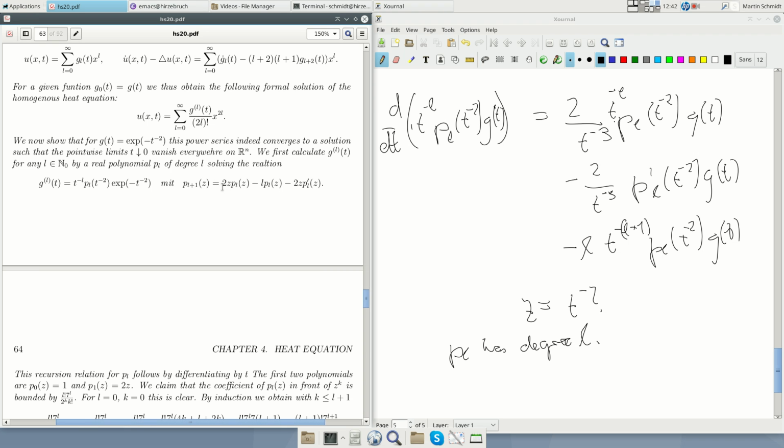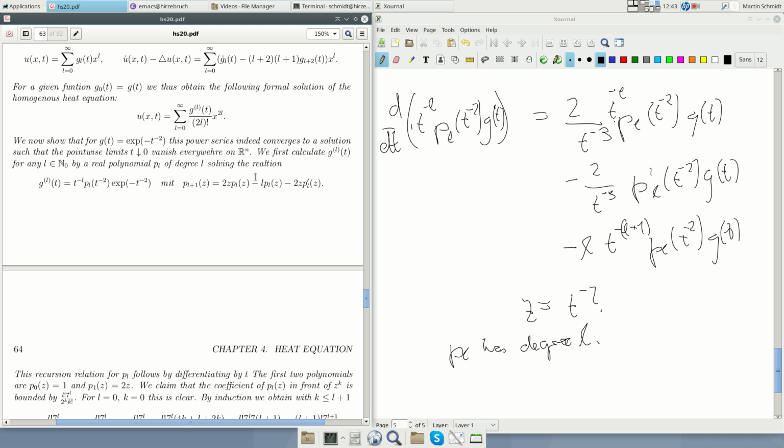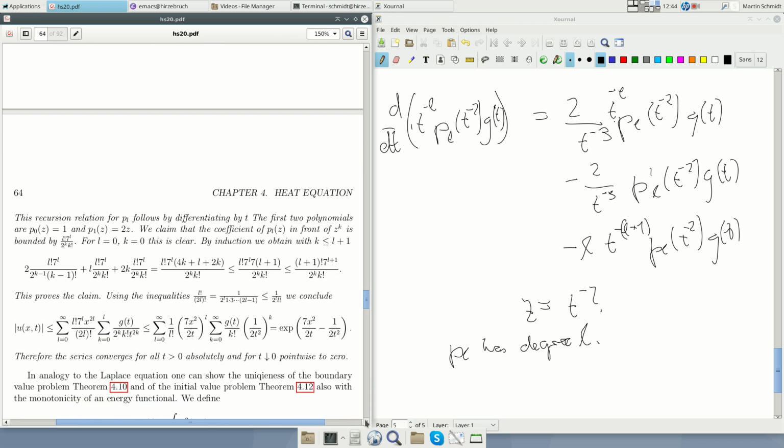If L is equal 0, then this of course vanishes, so we get that P1 is 2 times Z, and so on. By this recursion relation, inductively, PL is uniquely defined. And now we want to estimate, by induction, all the coefficients.